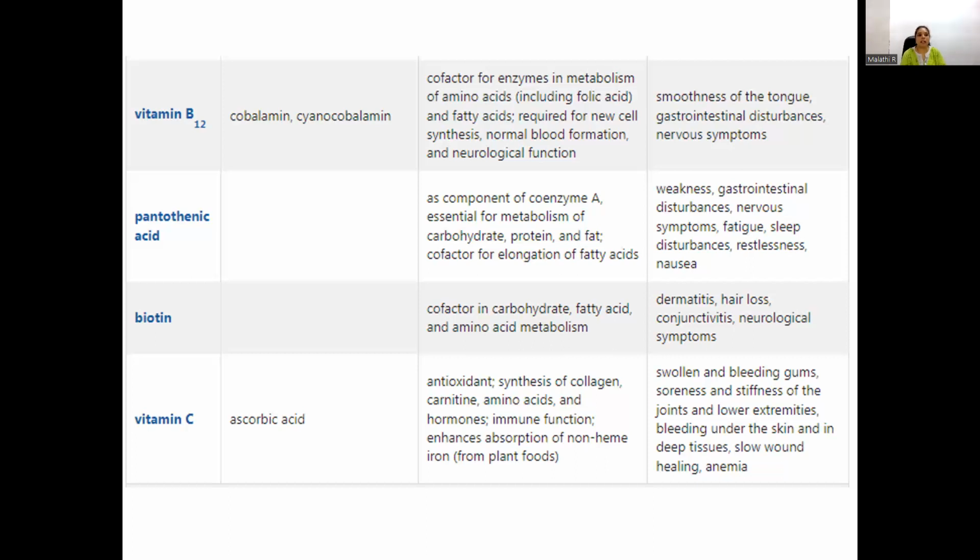Today we have seen, under the water soluble vitamins, vitamin B12, pantothenic acid, biotin, and vitamin C. With this, we are completing water soluble vitamins. In the next session, we'll start with lipid soluble vitamins.